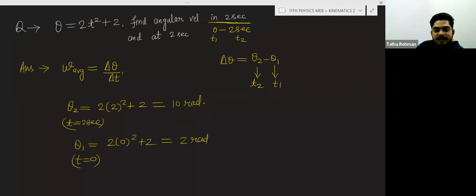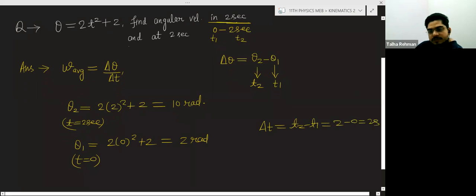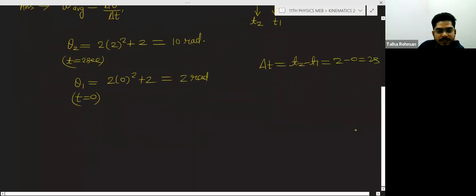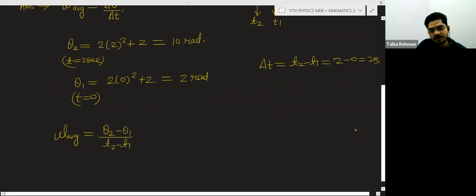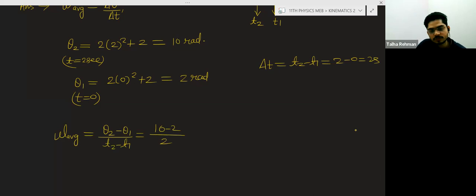Now what is delta t? Delta t is t2 minus t1, that is 2 minus 0, 2 seconds. Now average angular velocity is delta theta by delta t. So what is delta theta? Delta theta is the change in theta, theta 2 minus theta 1, divided by t2 minus t1. Theta 2 is 10 minus 2, divided by 2 minus 0 is 2.